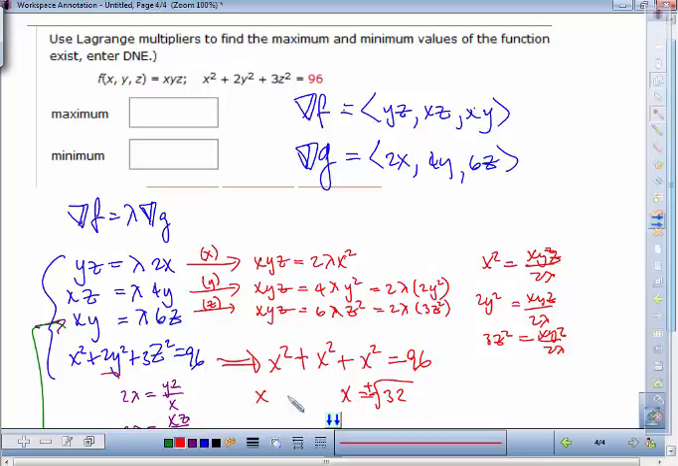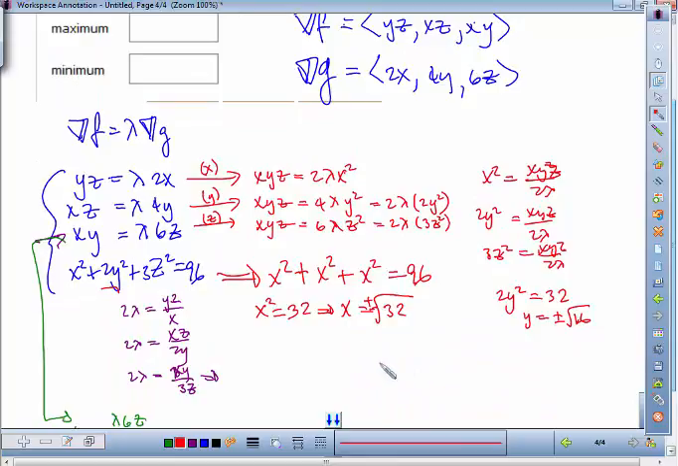So let me do this. x squared is equal to 32, which means 2y squared is equal to 32. And so y is equal to the square root of 16. And then z is going to equal plus and minus the square root of 32 divided by 3, I think, which doesn't seem to come out to be a nice number.